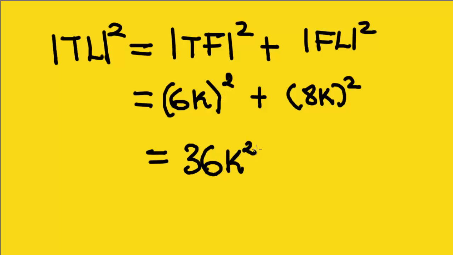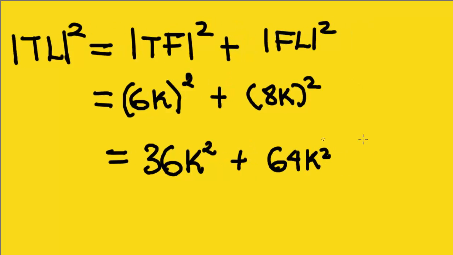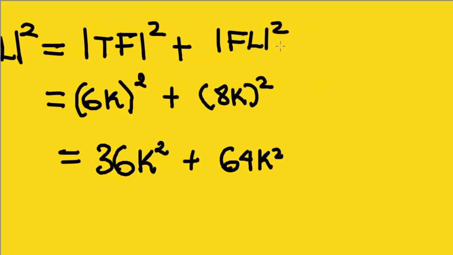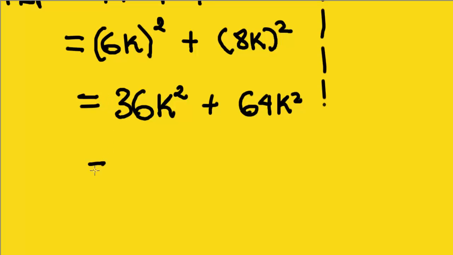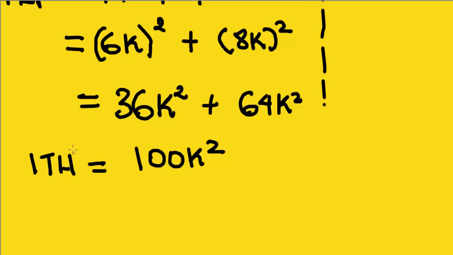If any of you don't know how I got from 6k squared to 36k squared, just leave a comment and I'll get back to you. 8k squared is 8k times 8k, which is 64k squared. In fact, I might as well just show you how you can simply do this using the laws of indices, or I'll leave that to later. Adding these two gives 100k squared. Therefore, TL squared is 100k squared.